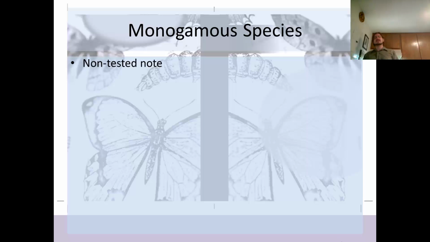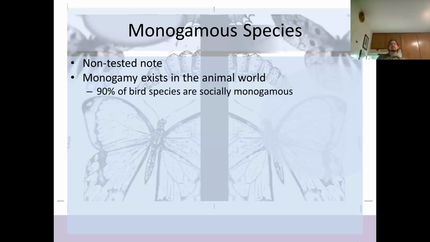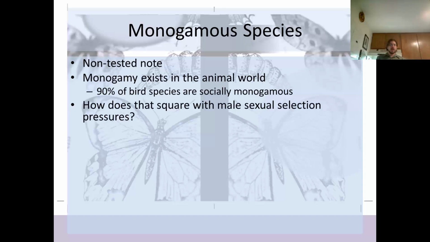This is a non-tested thing, but it's kind of neat looking up monogamous species. For instance, eagles and a lot of birds, parrots. 90% of bird species are socially monogamous. But how does that square with male sexual selection pressures, right? Males want to mate with as many females as possible. Why would a male stick with a single female?